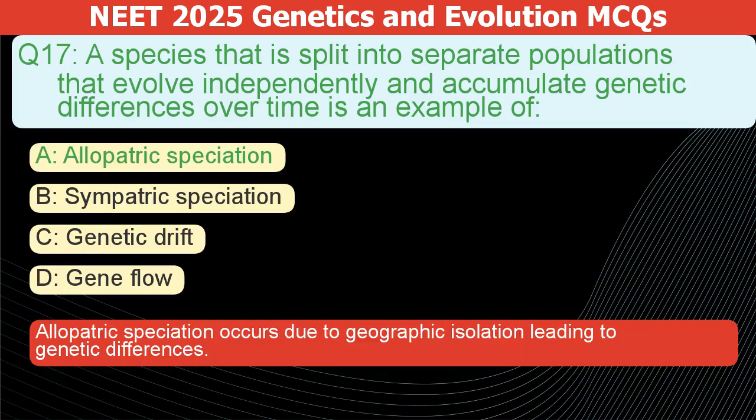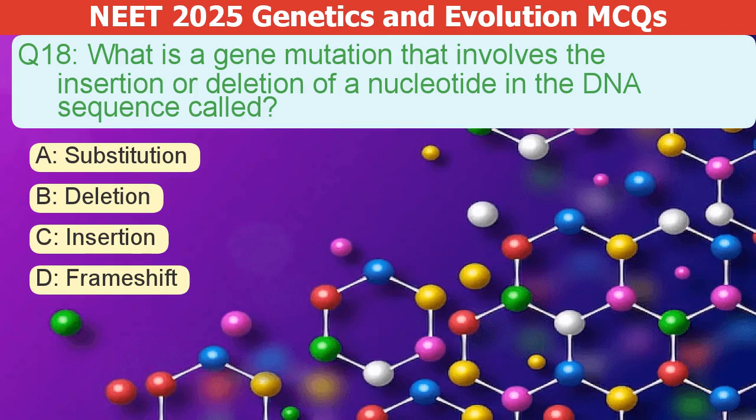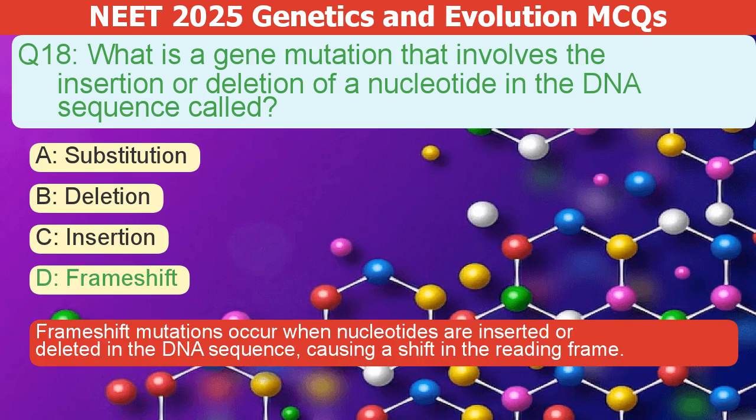The correct answer is A. Allopatric speciation occurs due to geographic isolation, leading to genetic differences. What is a gene mutation that involves the insertion or deletion of a nucleotide in the DNA sequence called? A. Substitution. B. Deletion. C. Insertion. D. Frameshift. The correct answer is D.